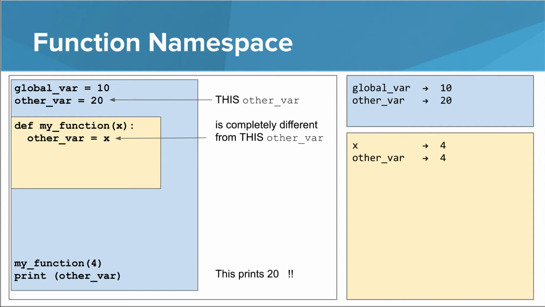And from now on, inside of my function, if we're to use the value other var, it's going to refer to the local one, not the global one. Outside of the function's namespace, inside the global namespace, if we were to print out other var, it's still going to print 20 because the global other var is still equal to 20. It has not been affected by the function.